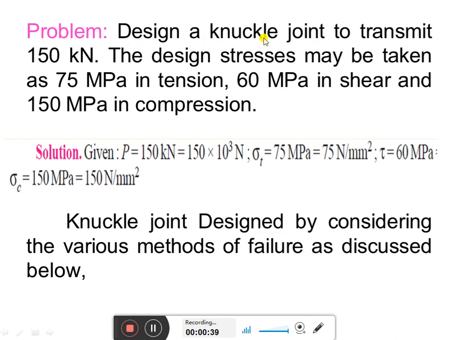And the problem: design a knuckle joint to transmit 150 kilonewton. The design stresses may be taken as 75 megapascal in tension, 60 megapascal in shear, and 150 megapascal in compression. So the given data is P, the applied load, 150 kilonewton, sigma T, the tensile stress, 75 megapascal, shear stress tau equal to 60 megapascal, and compressive stress sigma C equal to 150 megapascal. So the knuckle joint is designed by considering the various methods of failure as discussed below. Based on the failure equations we are going to design a knuckle joint.